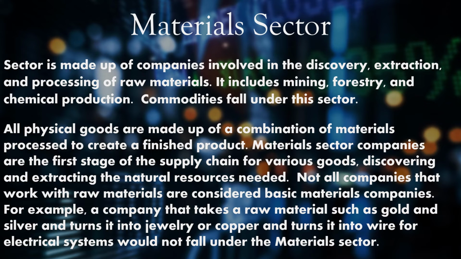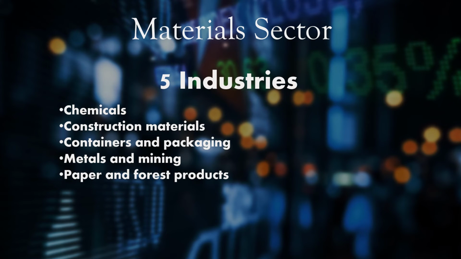Now, not all companies that work with raw materials are considered basic material companies. For example, a company that takes a raw material such as gold and silver and turns it into jewelry, or copper and turns it into wire for electrical systems would not fall under the materials sector. The materials sector is made up of 5 industries: chemicals, construction materials, containers and packaging, metals and mining, and paper and forestry products.